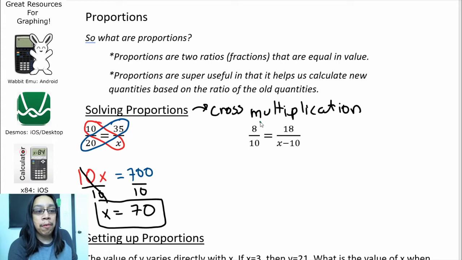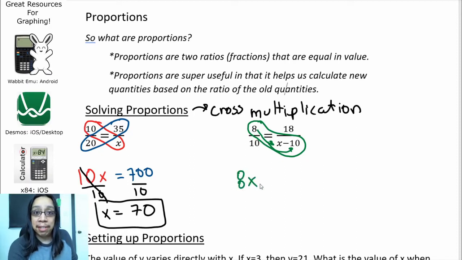So what we're going to do is multiply across 8 and x minus 10. So when you multiply these two, it is super important that you take this 8 and you multiply it to both the x and the 10. Think of it like the distributive property because that's exactly what's happening here. You are distributing that 8 to both pieces. So 8 times x is going to be 8x.